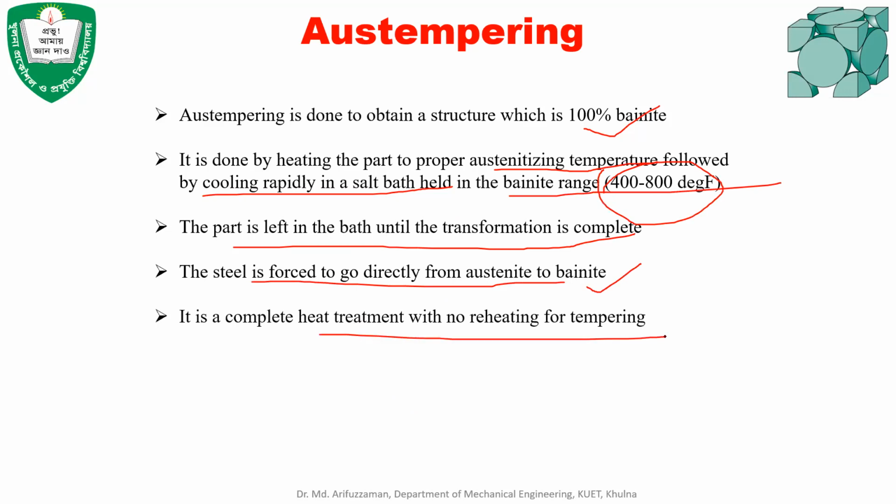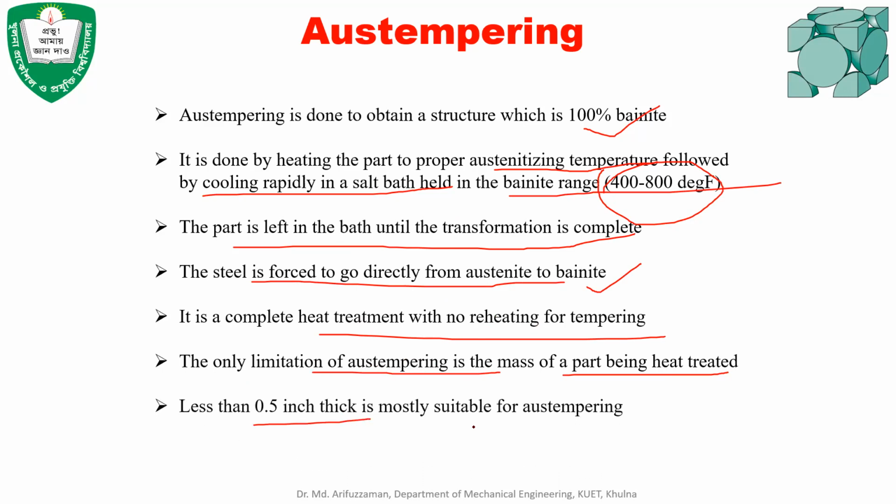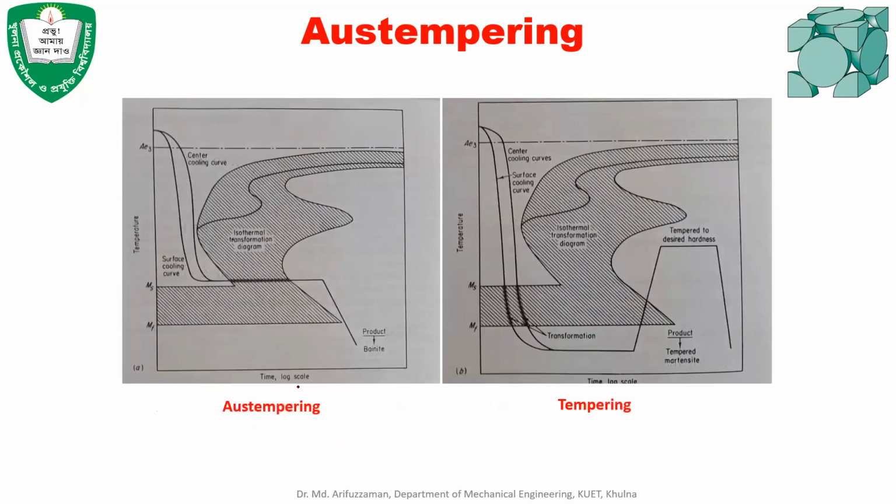It is a complete heat treatment with no reheating for tempering. You don't have to do the tempering again. Tempering has been done already. And the only limitation for austempering is the mass of the part being heated. If the part is very large, then austempering is not possible. Less than 0.5 inch thick is most suitable for austempering. Otherwise, austempering is very difficult.